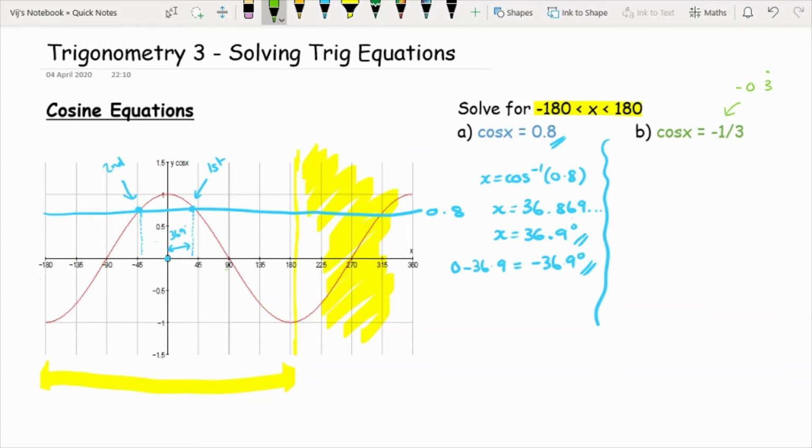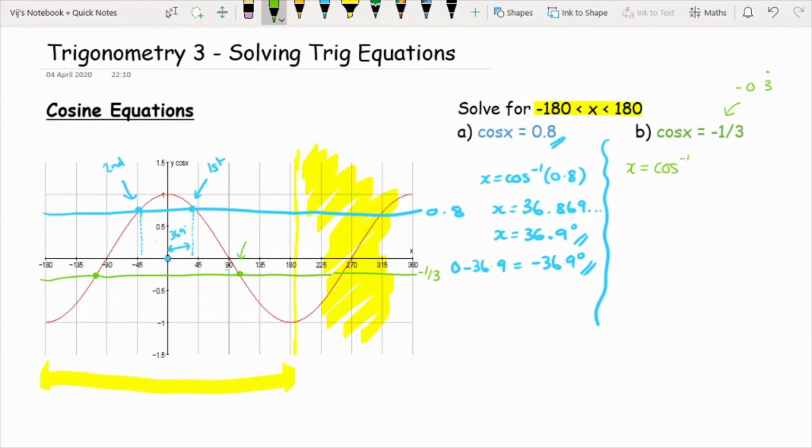So if I was to draw another horizontal line, which is pretty poor there, which I would assume is -1/3, as you can see I'm looking for two values within that range of -180 and +180. And looking at this point here, I can see that that is a value that should be more than 90 and less than 180, and this second point is going to be less than -90 but more than -180.